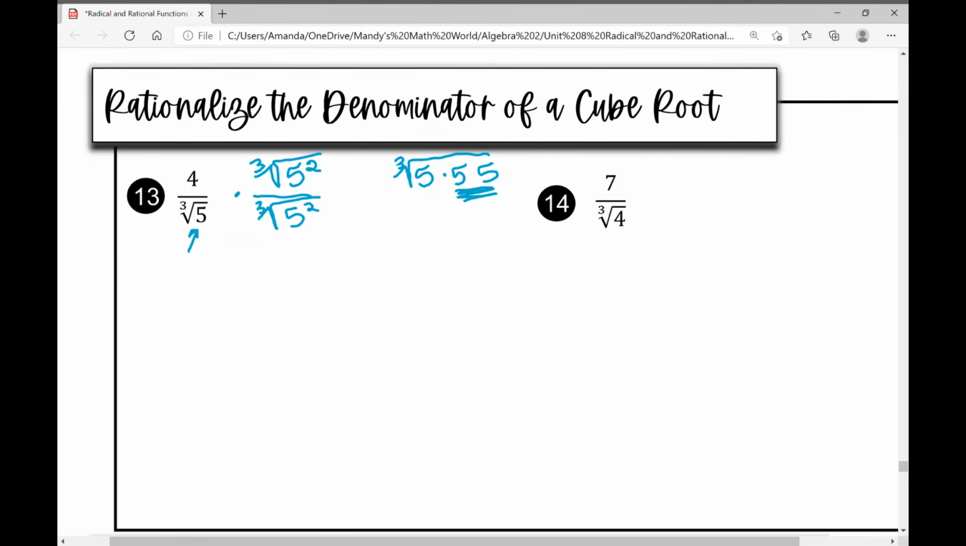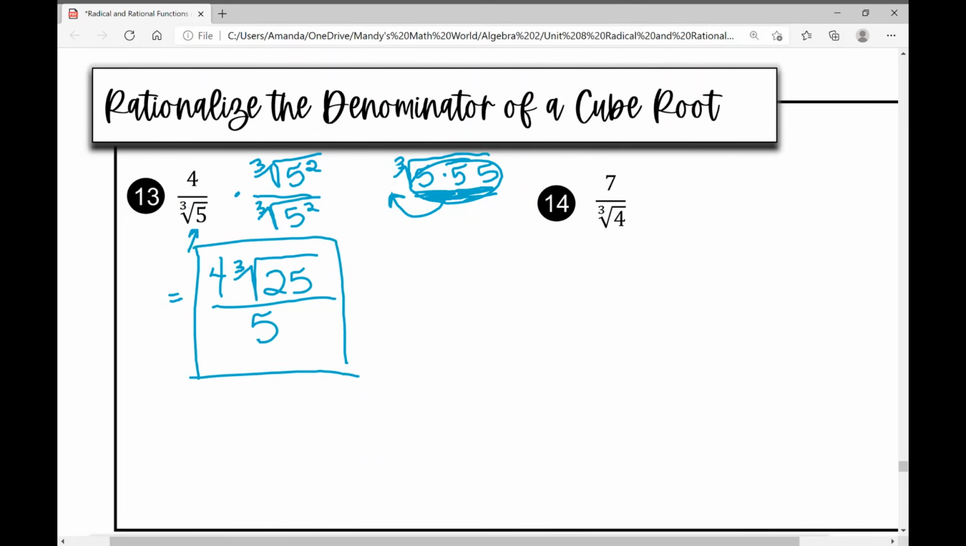So now let's rewrite it. Now I have 4 times the cube root of 5 squared, which I'm going to go ahead and write as 25, because a lot of students want to go, but wait, the cube root of 25 is 5. No, the square root of 25 is 5. The cube root of 25, I can't break that down. Over, now, because I now have the cube root of 5 times 5 times 5, that I've got 3 of something, I can pull 1 out, right? So that removes that radical, and I'm just left with 5. And that is my answer.